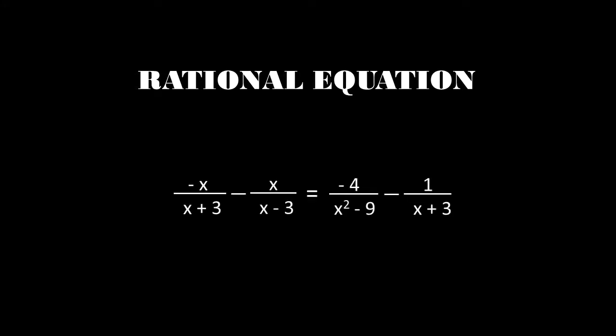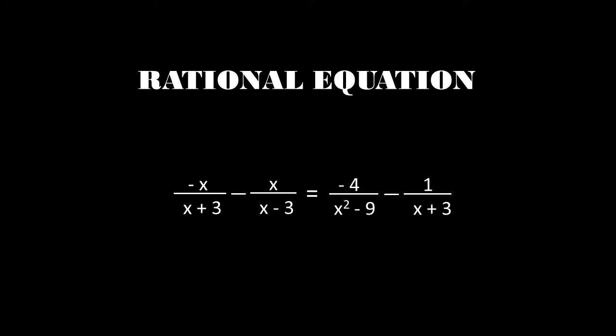This time, we're going to solve a more complicated equation. So, our equation will be the one that was set as an example in the definition of rational equation, which is -x/(x + 3) - x/(x - 3) = -4/(x² - 9) - 1/(x + 3).